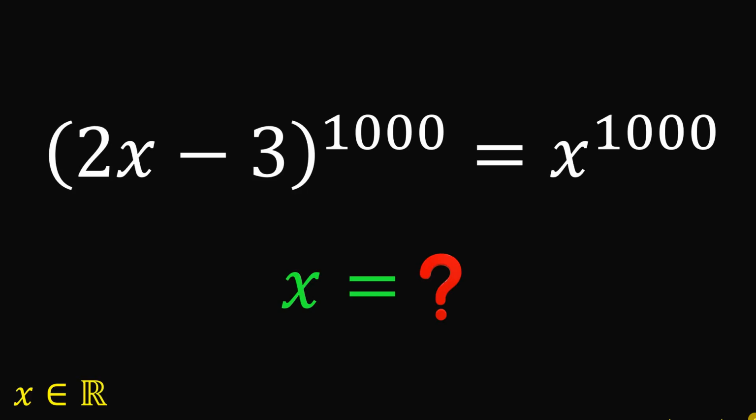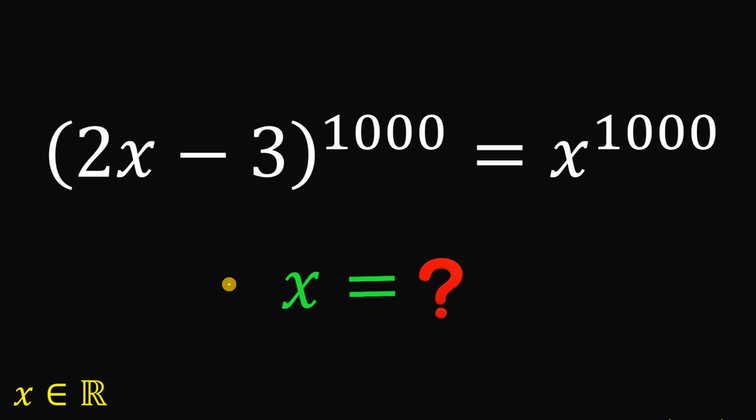Can you solve this math challenge? Here's the question. Given this equation (2x − 3)^1000 = x^1000, wherein x is a real number, our goal is to find the value of x. Now you can pause this video if you want to give this problem a try.